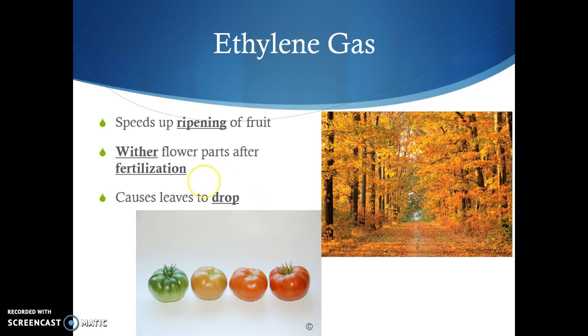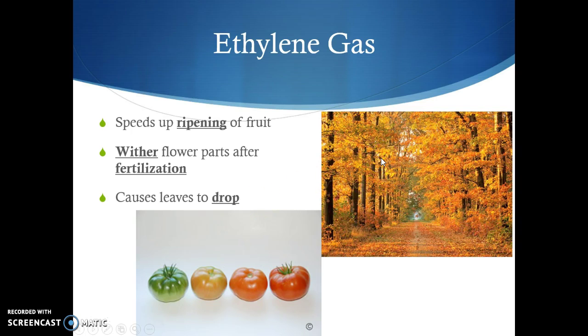Ethylene gas is also going to cause flowers to wilt after fertilization. The whole purpose of a flower is to attract a pollinator, and that's why the petals are so beautiful. After it's attracted a pollinator and the flower itself has been fertilized, it no longer needs the petals, and it's going to cause those flowers to wilt so that it can spend the energy on developing the fruit or seed from that flower.